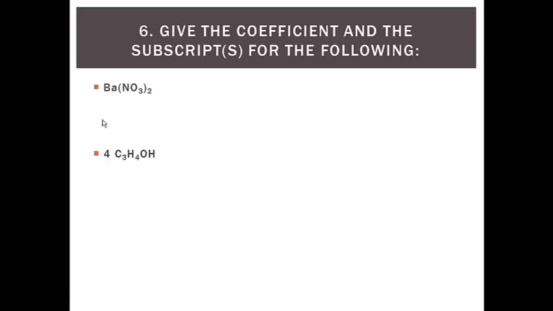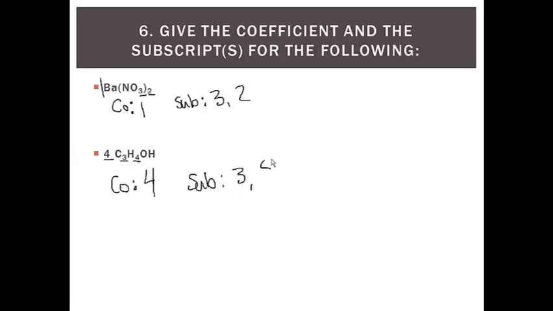Give the coefficients and the subscripts. So the coefficients, those are the numbers in front. So for this one, the coefficient is 1. Remember, there's like an imaginary 1 there. The subscripts, there's 2 of them. We got 3 and 2. Coefficient for this one is the big number in front, so that's 4. The subscripts are the small numbers, so that's 3 and 4.